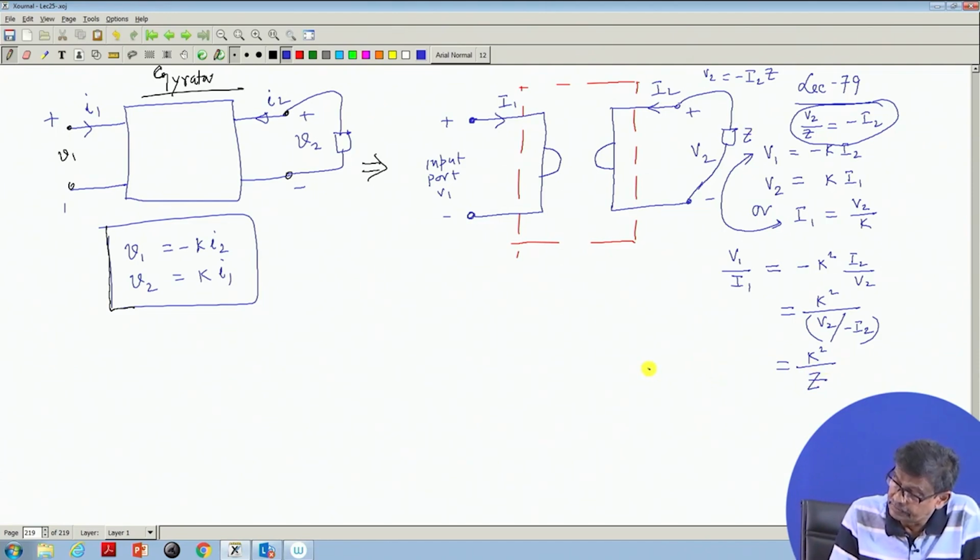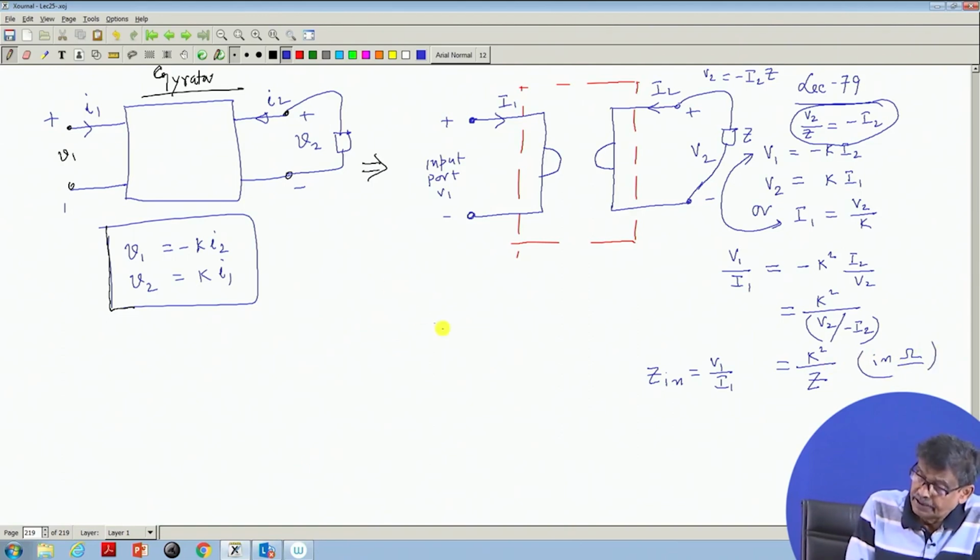Therefore, Zin is equal to V1 by I1, which is equal to k square by Z. K is the constant of the gyrator. If I know this value, then I find that the input impedance is some constant by Z. Mind you, you should not consider this to be admittance or things like that. This is the equivalent impedance in ohms seen by the source.